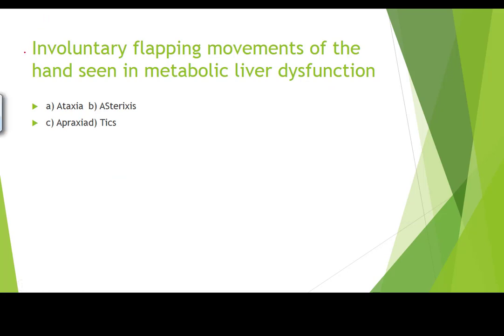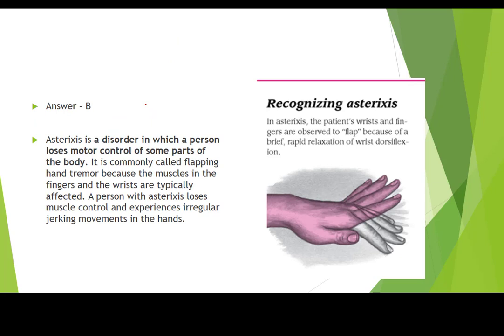Moving on to the next question: involuntary flapping movements of the hand are seen in metabolic liver dysfunction. Options: A, ataxia; B, asterixis; C, apraxia; D, tics. So the answer is option B, asterixis. It is the flapping movement of the hand seen in metabolic liver dysfunction.